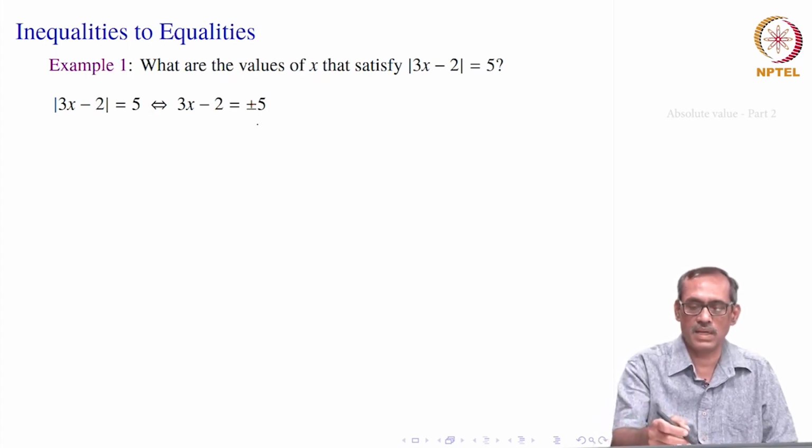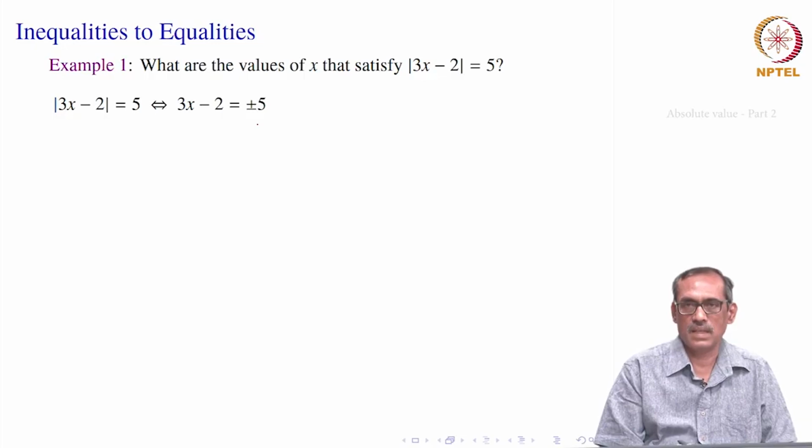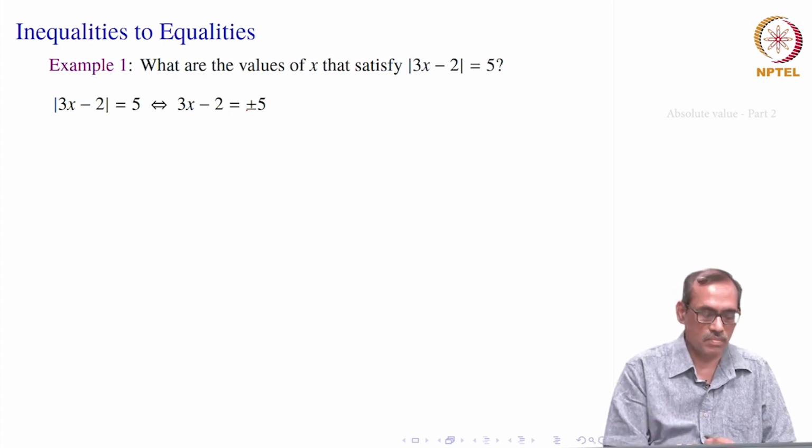Immediately, instead of the quadratic, we get two linears. Of course, that is what you get when you solve the quadratic. You square it and then solve the quadratic, you would obtain this one, but directly it is easier. So 3x - 2 equals plus or minus 5. Then that will be easier to solve.